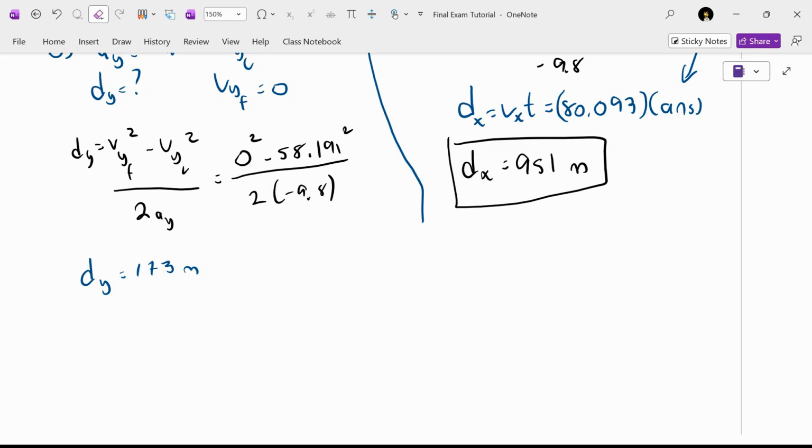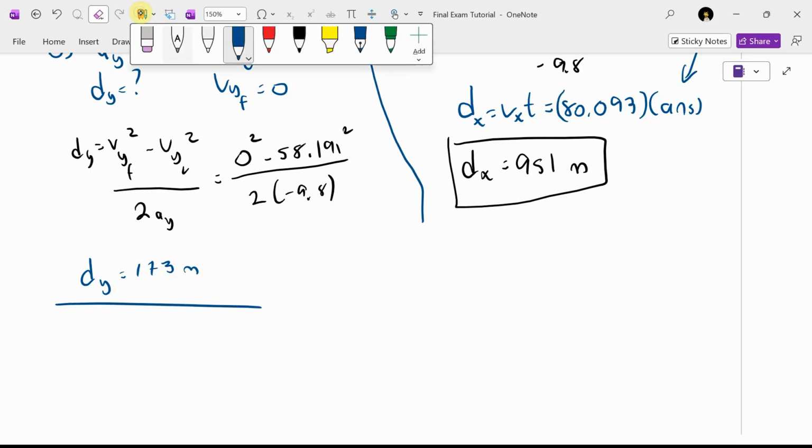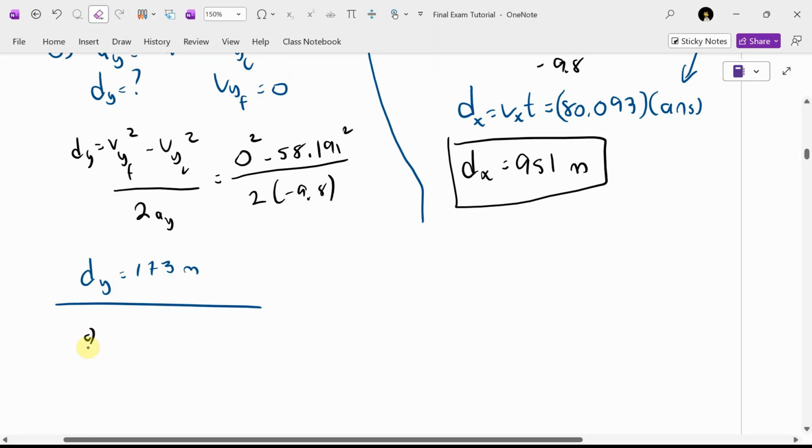What else could I ask? I could ask a trick easy question. Part C. Nathan, what's part C asking? What is the velocity at the top? It's not zero. You know the answer already.